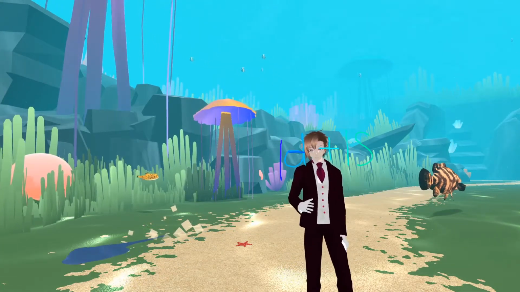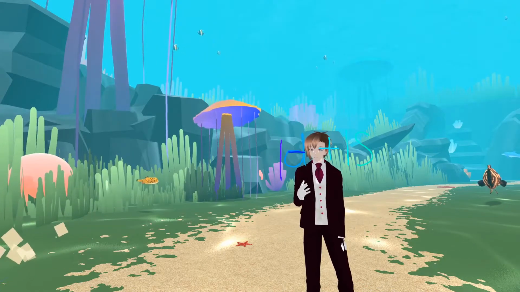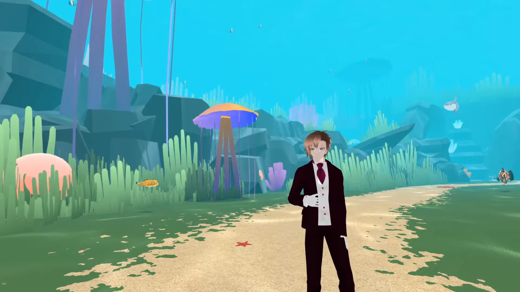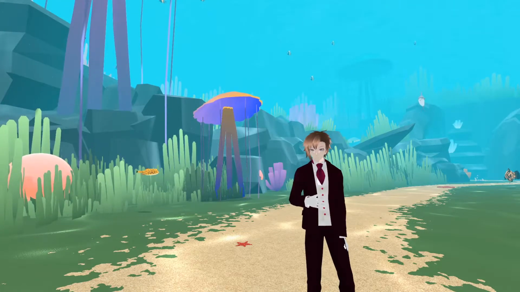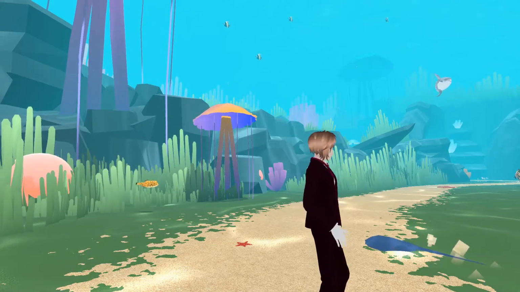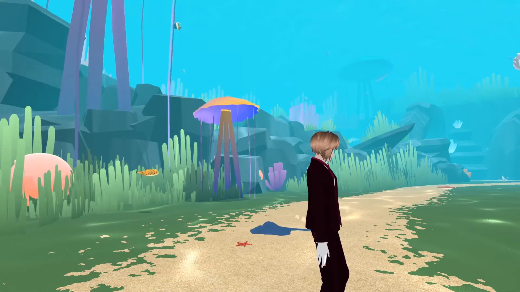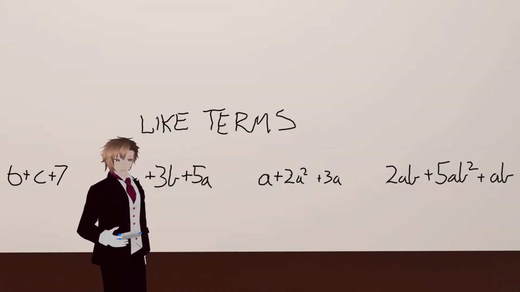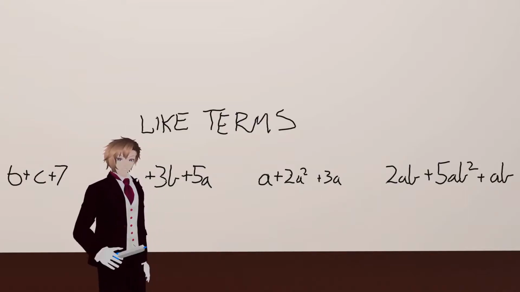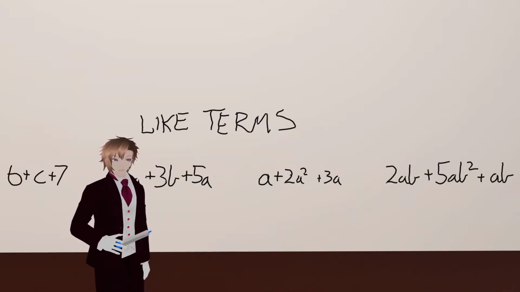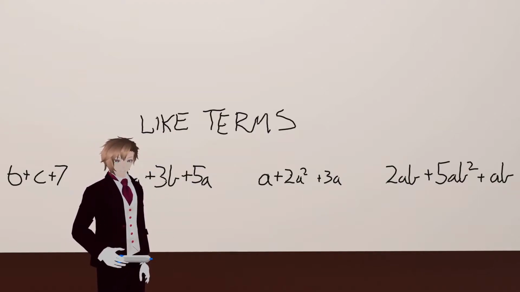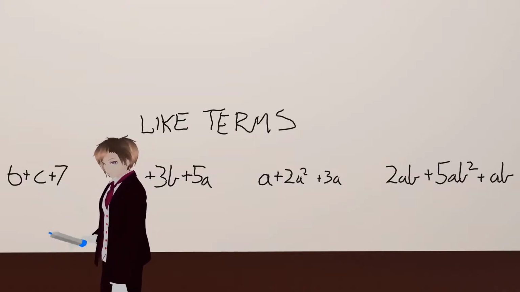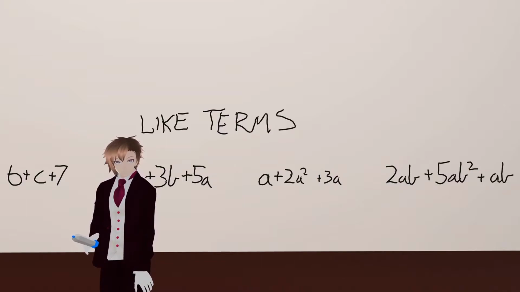Let's head over to the presentation room where we can have a look at a few more examples which use numbers and some powers. Now that I've dried off, let's have a look at some questions that you might come across while answering questions related to like terms. The first example we have is 6 plus C plus 7.